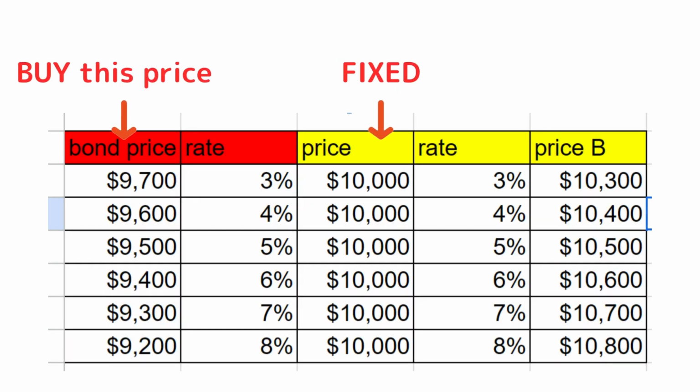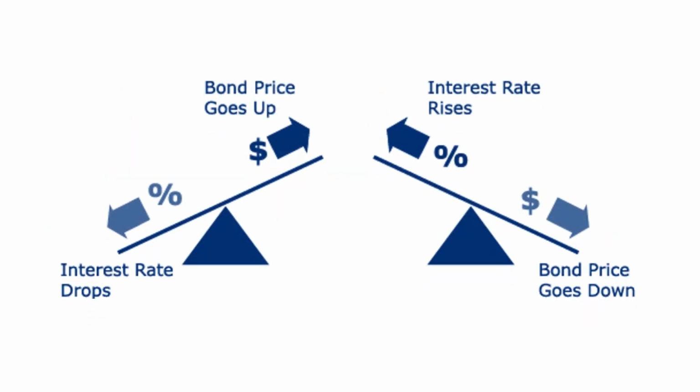If the interest rate is 3%, we're buying the bond for $9,700. If it's 4%, it's $9,600. 5% is $9,500. If it's 6%, that's $9,400. The higher the interest rate, the lower the price of the bonds we buy today. It's confusing, right? Don't get complicated, and it's easy to remember that if interest rates go up, bond prices go down, and if interest rates go down, bond prices go up.